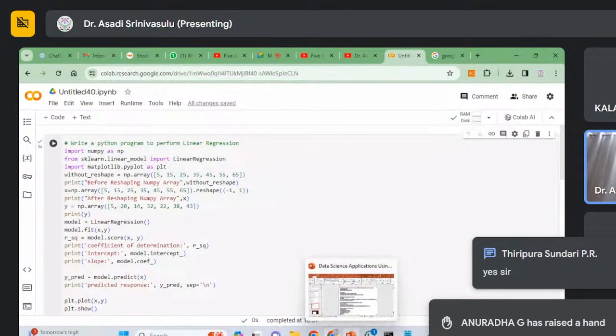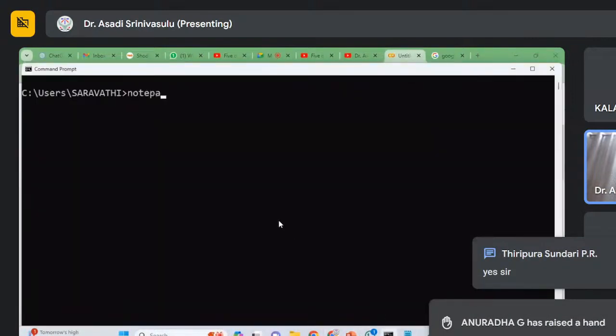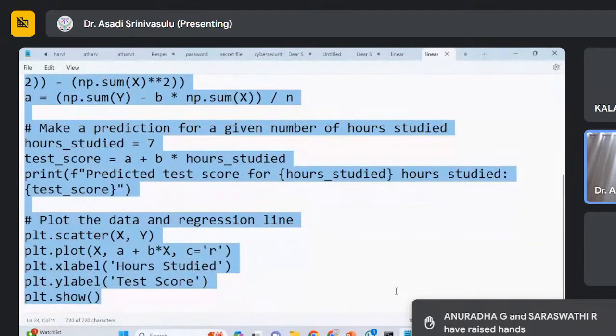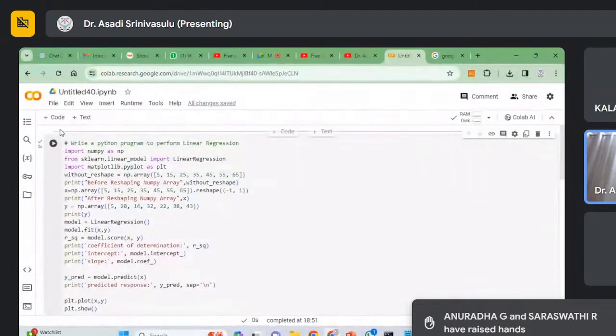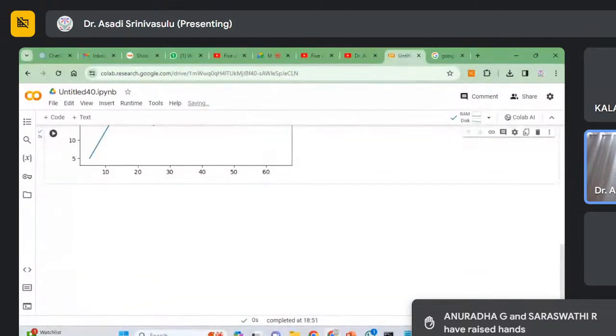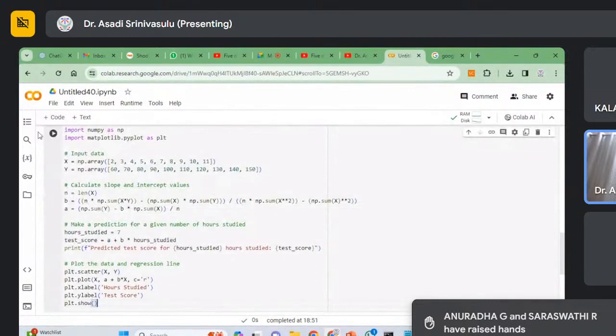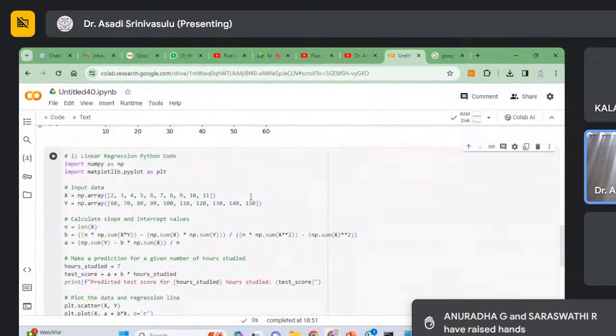Likewise, the first program. Next, the second program. Go to Notepad, linear one. This is one more program, the student program. Now I am going to execute it, pasting the second program here: write a Python program to perform student marks. Here I am taking student marks: if a student studies 2 hours, he will get 60 marks; 3 hours, 70 marks, like that. By using linear regression, how to execute? Now my program is running.